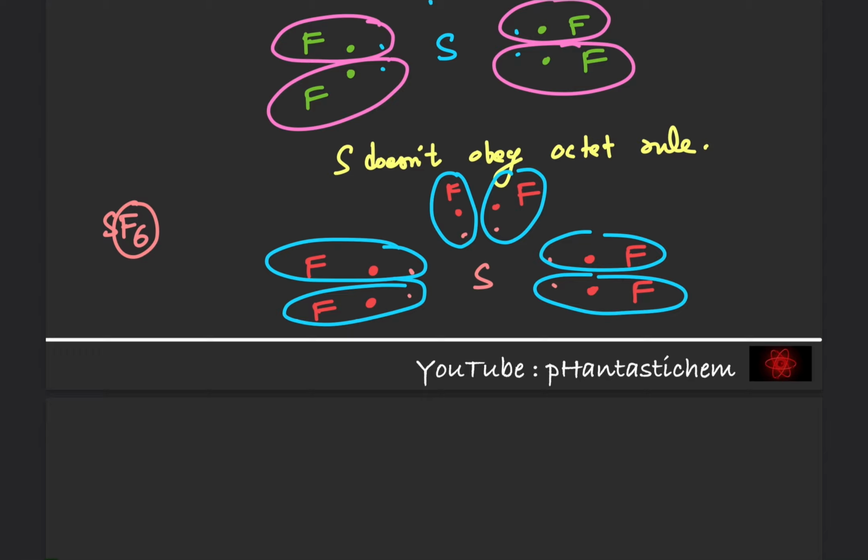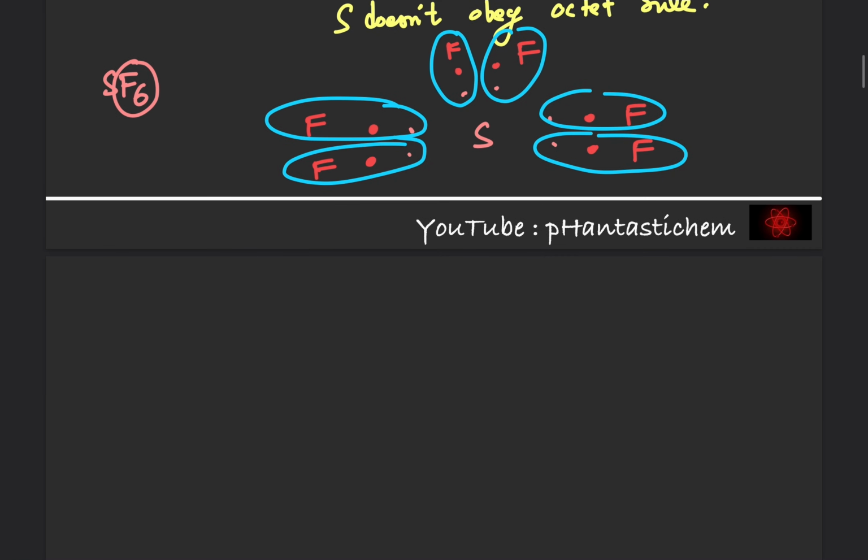So S has 6 valence electrons, 1, 2, 3, 4, 5, 6. It shares one electron with each fluorine atom, and there are a total of 6 fluorine, similar to the previous case. Okay, so therefore you can see S has 12 electrons around it: 2, 3, 4, 5, 6, 7, 8, 9, 10, 11, 12. So therefore it does not obey the octet rule.